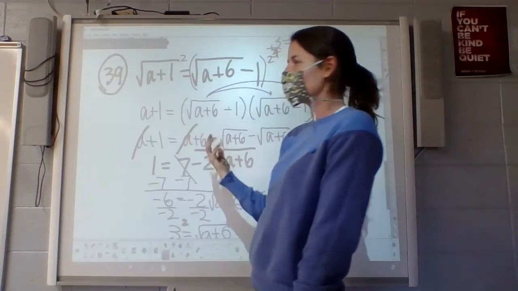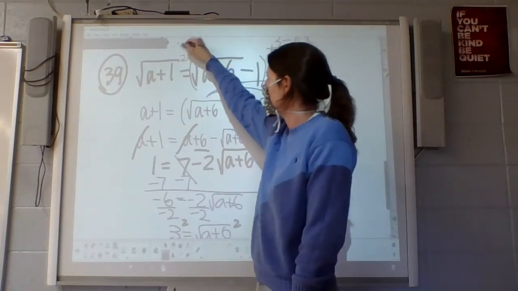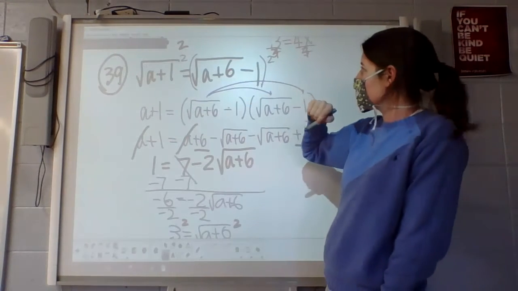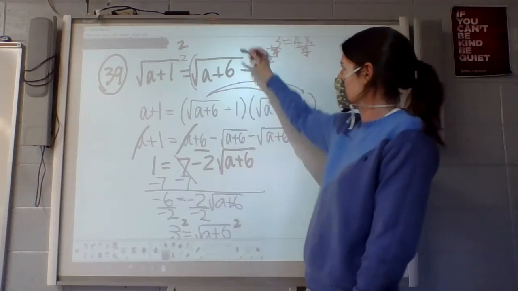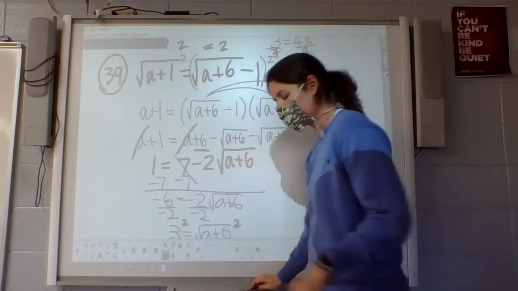3 plus 1 is 4. Square root of 4 is just 2. 3 plus 6 is 9. Square root of 9 is 3, minus 1 is 2. So this one works out.